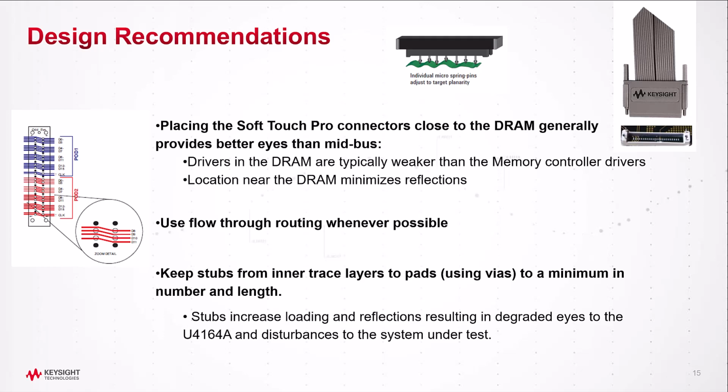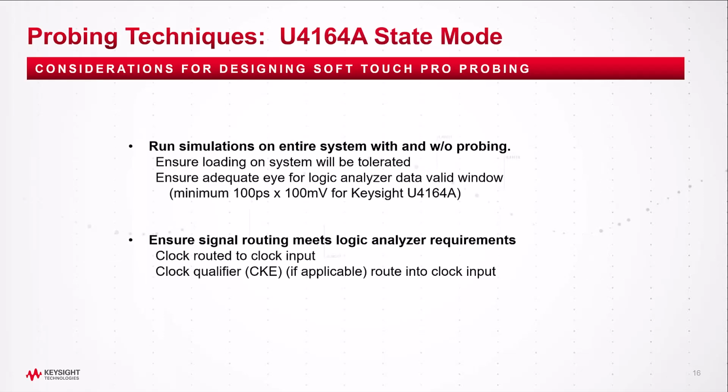When it's not, and you have to have a stub from an inner trace layer, try to keep the number of vias, and particularly the length of the vias, to a minimum. Stubs increase loading and reflections. This will result in degraded eyes to the U4164A and create disturbances to the system under test.